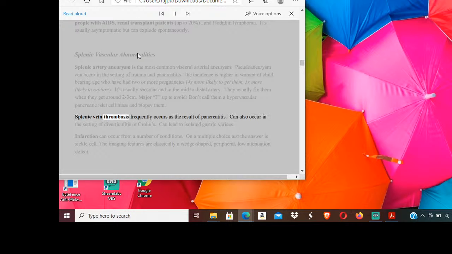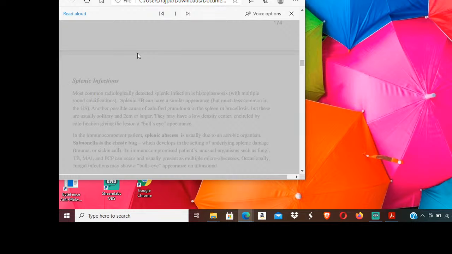Splenic vein thrombosis frequently occurs as the result of pancreatitis. Can also occur in the setting of diverticulitis or Crohn's. Can lead to isolated gastric varices. Infarction can occur from a number of conditions. On a multiple-choice test, the answer is sickle cell. The imaging features are classically a wedge-shaped, peripheral, low attenuation defect.